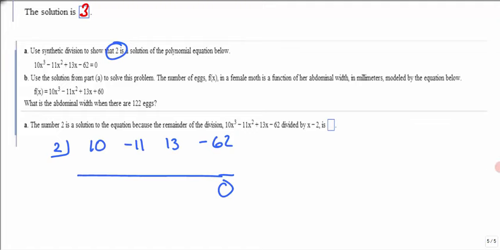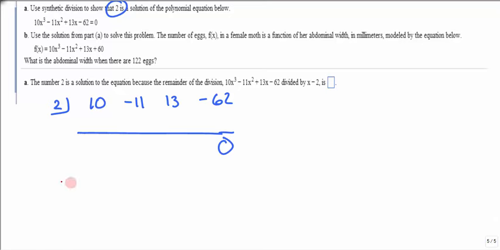In this one, they're not being very tricky, kind of like the previous one to this. They use their solution in that box to get an answer here. But for part B, again, this was part A. For part B, it says use the solution from part A to solve this problem. The number of eggs, which is f of x, in a female moth is a function of her abdominal width in millimeters modeled by the equation below. So f of x is the number of eggs, and so we want to know what is the abdominal width when there are 122 eggs.